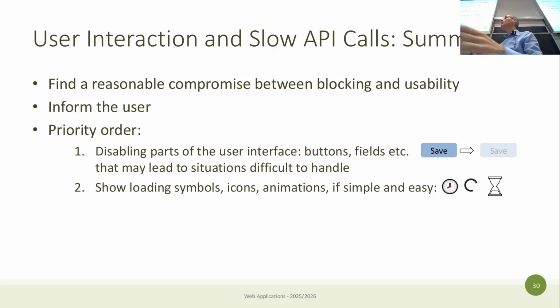You are just adding a thing in the cart, maybe, you don't care that much if it appears now or a little bit later, and so on. When you refresh, it will appear, okay? If it didn't appear, you add it again, okay? It depends on what you're doing inside your application, okay? So, in priority order, I would say disabling part of the user interface that might lead to situations difficult to handle. That's probably the most important thing you should care of.